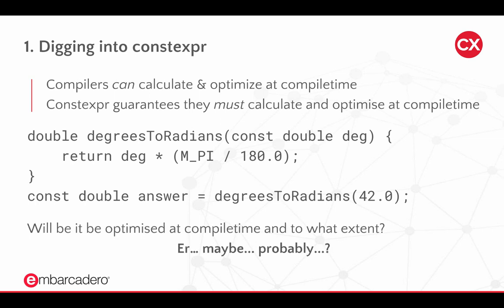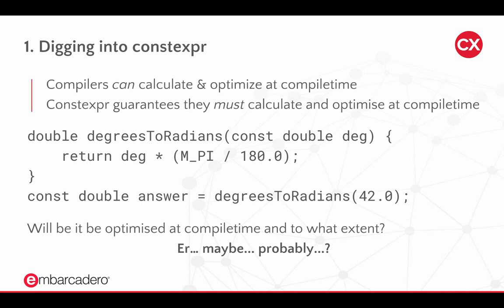And the answer there is, well, maybe it'll be optimized at compile time, and yeah, probably, perhaps, but you're not really sure if it will, if it's guaranteed to be, and if so, to what extent. The reason here is that compilers are free to do what they want. Even in an optimized build, the compiler may or may not do something with this method. It might inline it, for example, but there's no guarantee that it will do what you want, which is to calculate the answer to this method call, to calculate 42 degrees in radians at compile time.